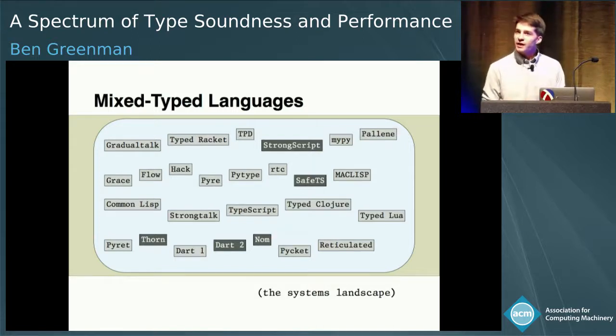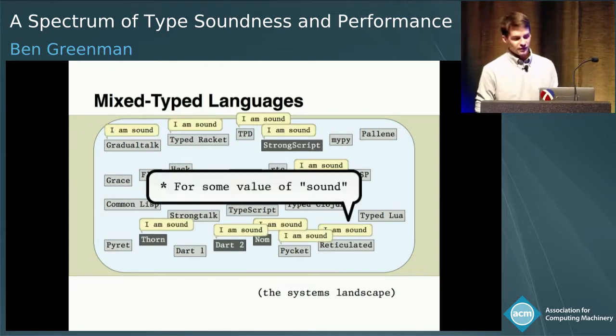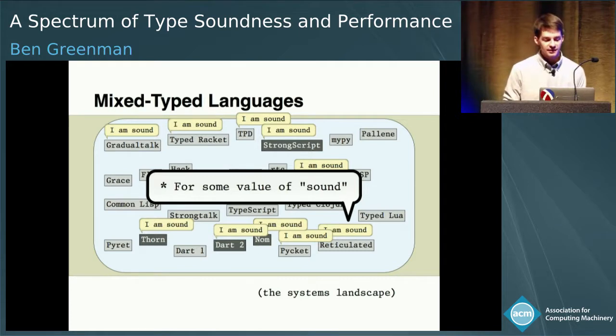They all build on similar motivations, but if you look closely at these systems, they're very different from one another. As a case in point, many of them claim to be type sound for some value of sound. If you look closer, they prove very different theorems, and some of them are in fact unsound for mixed-typed programs, and their soundness claim only holds for the statically typed portion of the language. So there are some differences here that aren't captured in the literature.